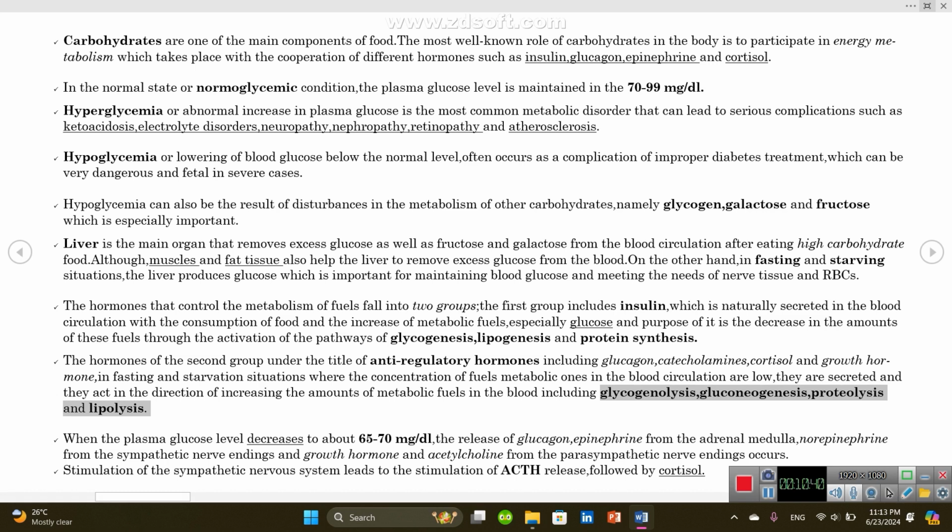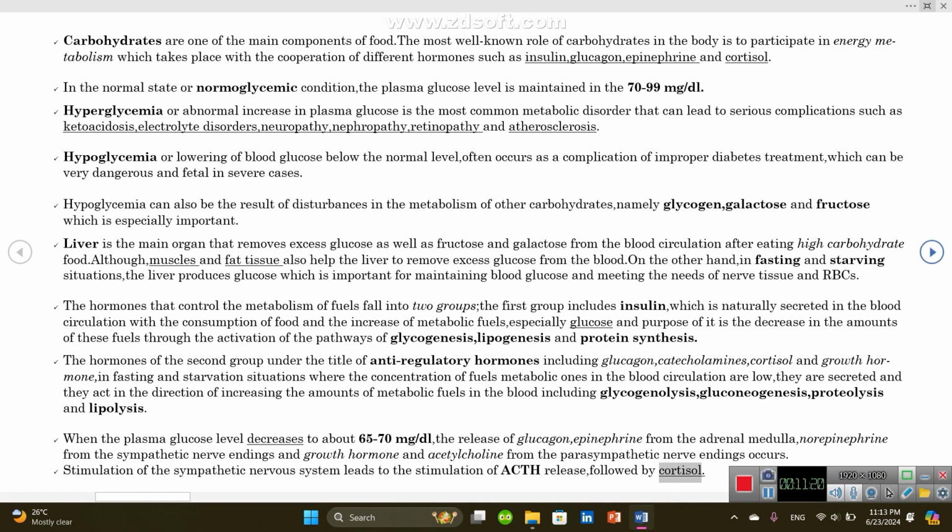When the plasma glucose level decreases to about 65 to 70 milligram per deciliter, the release of glucagon, epinephrine from the adrenal medulla, norepinephrine from the sympathetic nerve endings, and growth hormone and acetylcholine from the parasympathetic nerve endings occurs. Stimulation of the sympathetic nervous system leads to the stimulation of ACTH, adrenocorticotropic hormone, which is secreted from the pituitary gland, followed by cortisol release.